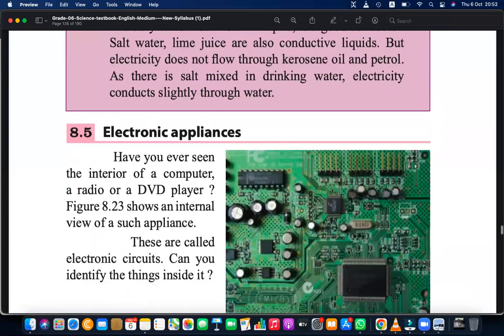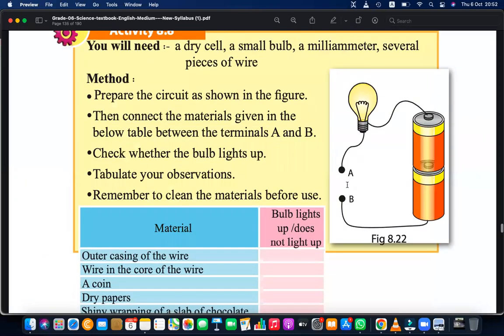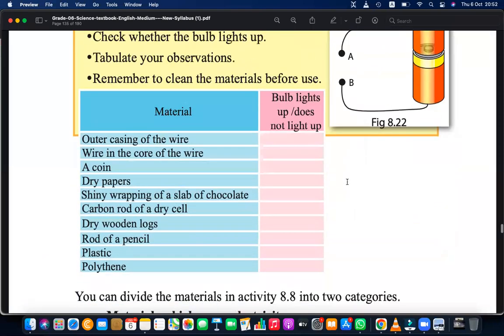Actually, we learn about insulators and conductors. Conductors are transmitting current. Why are conductors transmitting current? I said that there are free electrons. These free electrons are moving from one to another. Therefore, they can transmit current, especially these metals. Not every metal, but most of the metals are conductors.